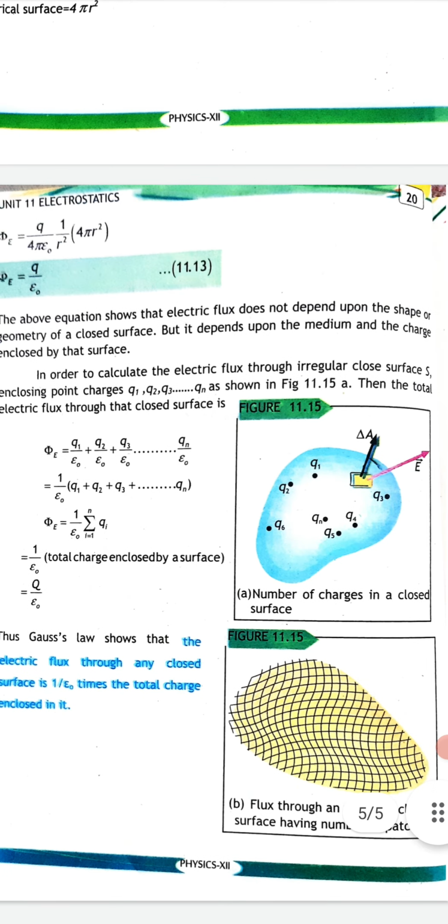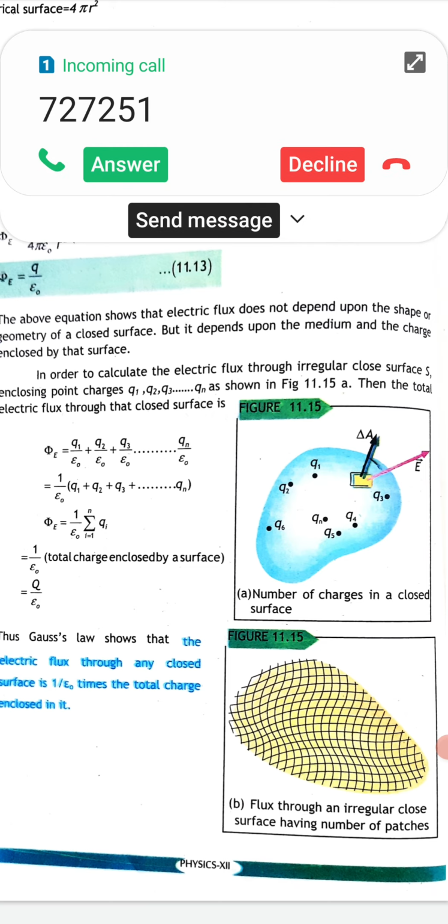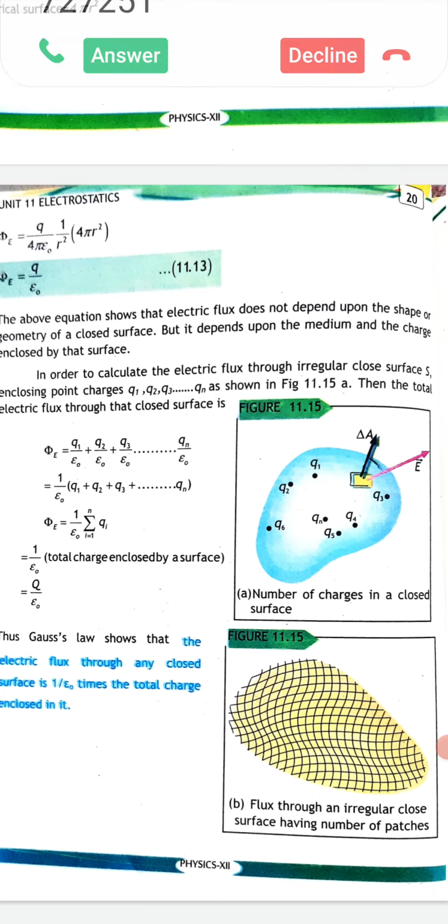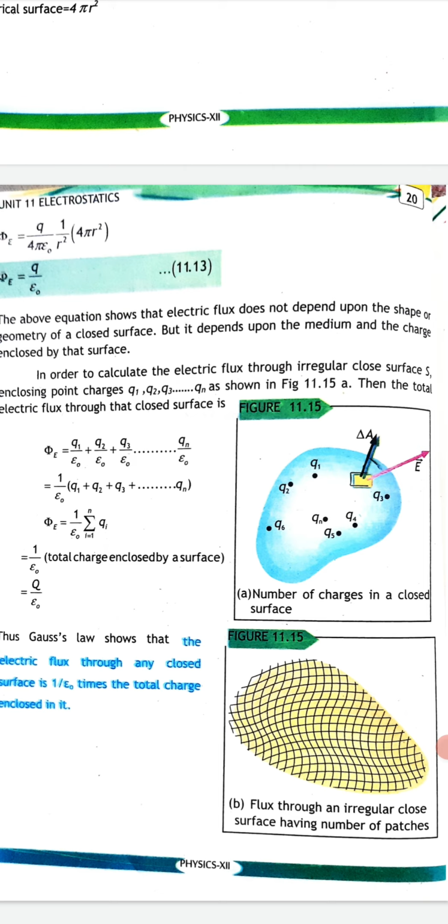Okay, so once again we divide the closed surface into small segments as usual, as we have done in previous cases, and we find the electric flux due to each charge enclosed by the closed surface. From previous knowledge, the electric flux due to charge Q1 is equal to Q1 by epsilon naught, as we have discussed already, and similarly the electric flux due to another point charge, say Q2, will be equal to Q2 by epsilon naught, and similarly for Q3 it is Q3 by epsilon naught, and so on.